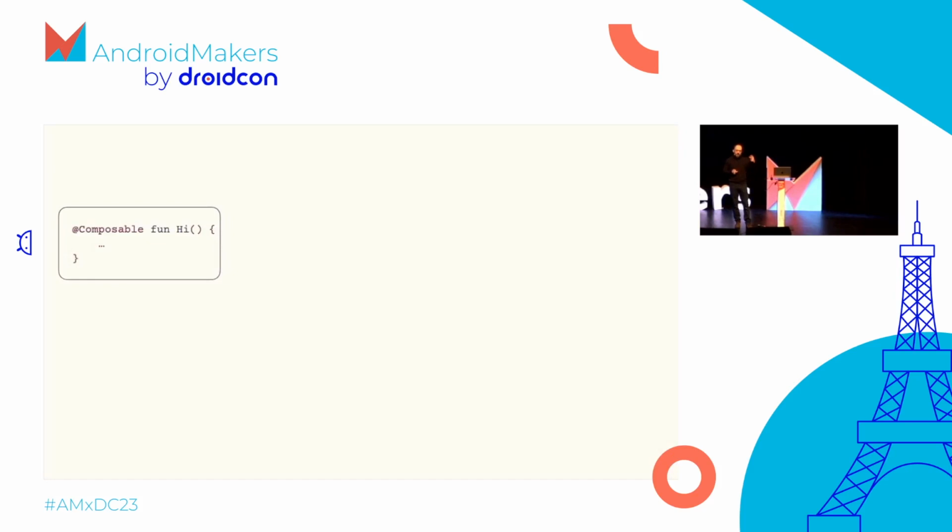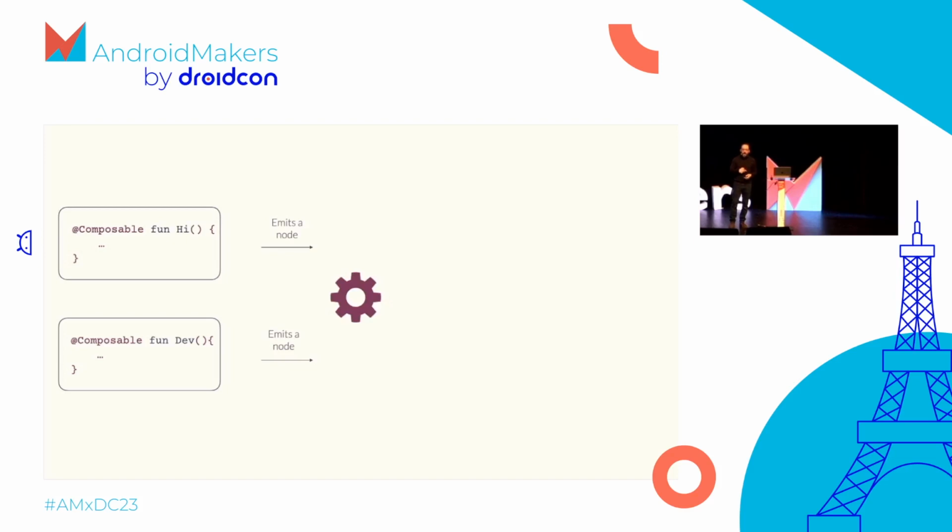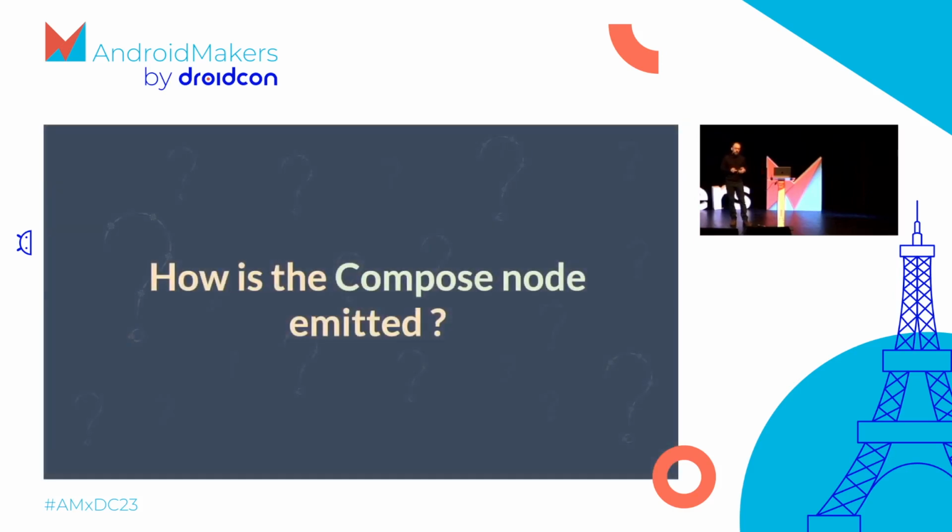Now let's think that we have two composables called high and dev. What happens under the hood is that every composable is doing something called emitting a node. It doesn't matter which composable, it's going to emit a node, and when it emits a node, it just sends the node to the Applier, and the Applier knows about the nodes. If it's the initial composition, it's creating the tree, or simply updating the tree based on the changes that have been passed from the Composer.